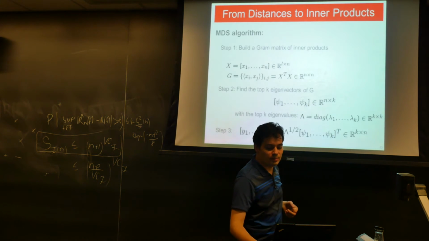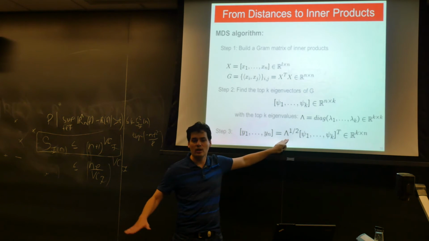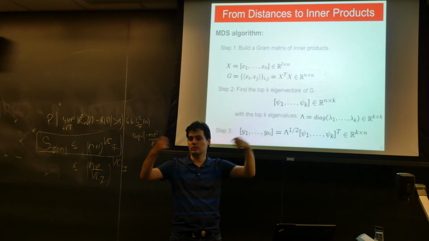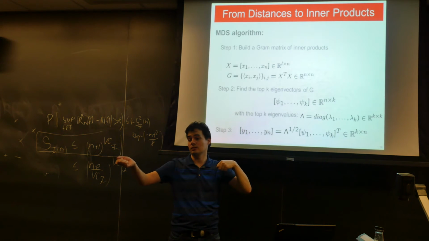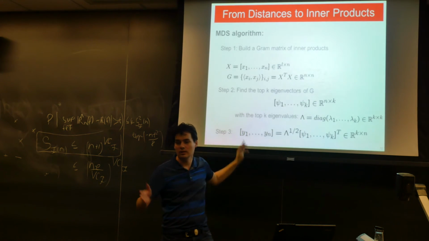And if you do this embedding, is it clear what we do? It shouldn't be clear why exactly we do that, but the algorithm should be clear. So from the distances, you calculate these inner products. From this inner product matrix, you calculate the eigenvectors and eigenvalues. Using those eigenvectors and eigenvalues, you generate these points, and you are done.